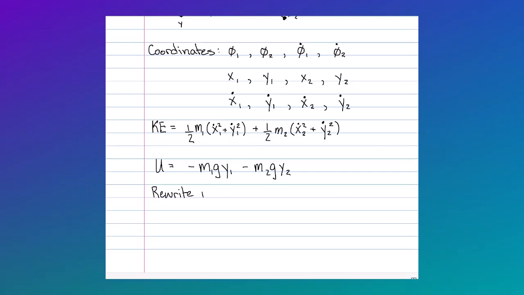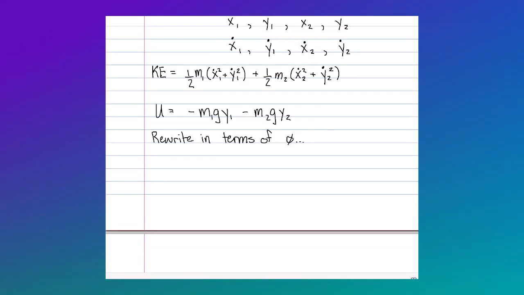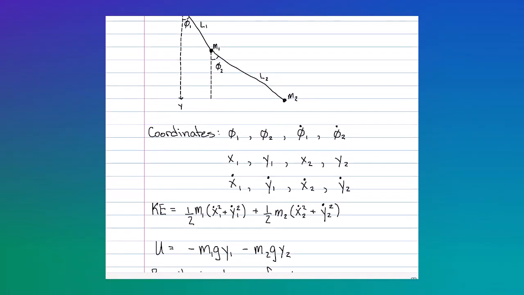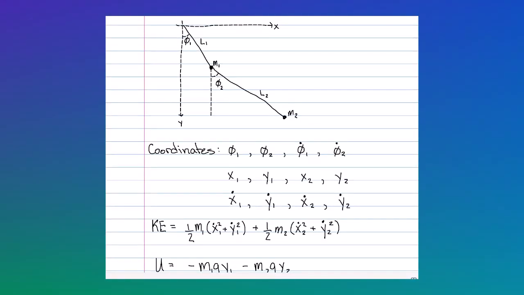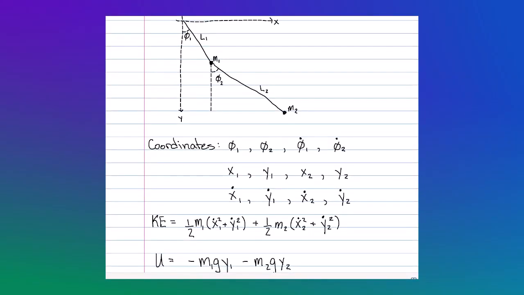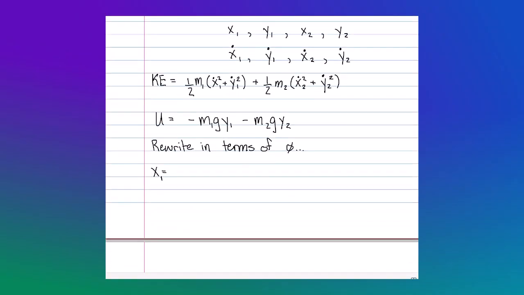Next, we're going to have to rewrite each of these in terms of phi1 and phi2 and their time derivatives. We're going to do that by writing the coordinate transformations between the Cartesian coordinates and the phi coordinates.